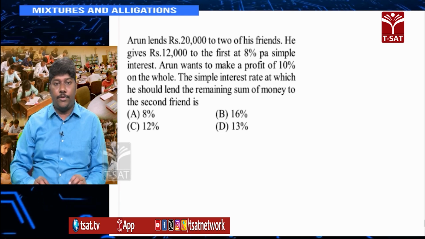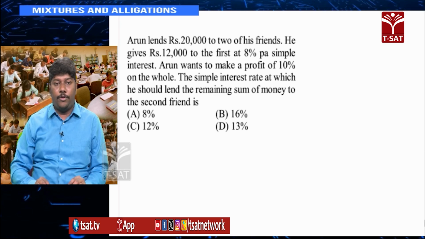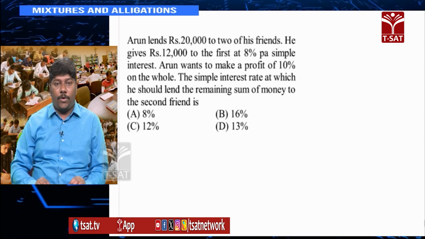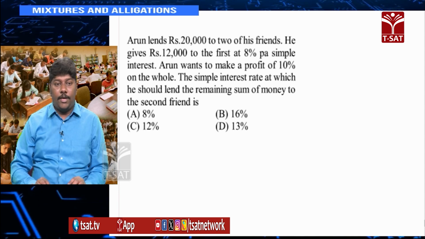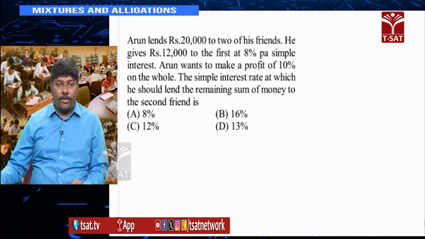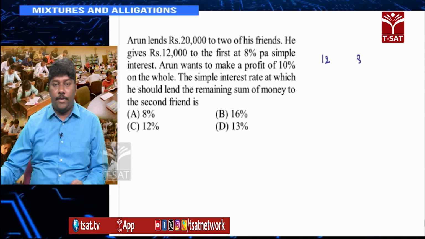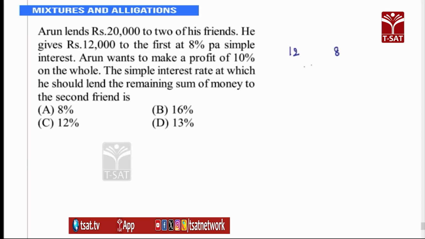Arun lends 20,000 to two of his friends. He gives 12,000 to the first at 8% simple interest. Arun wants to make a profit of 10% on the whole. The simple interest rate at which he should lend the remaining sum of money to the second friend. Out of 20, the first fellow is getting 12,000, the second fellow must get 8,000. I'm not interested in these zeros because it's going to be the same. So the first fellow 8%, Arun wants to make a profit of 10% on the whole, let the second fellow be x. So here what is missing? A2 is missing.